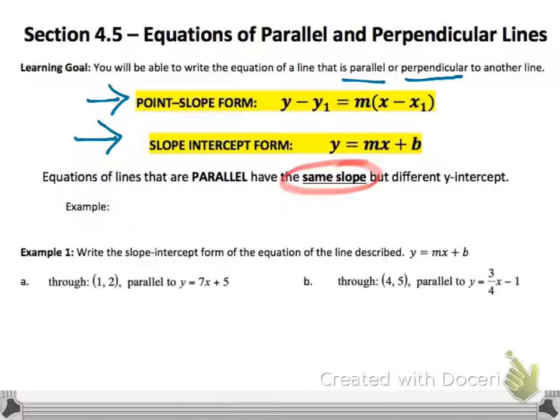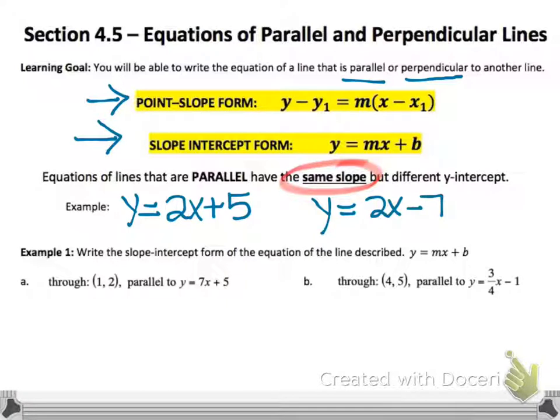So for instance, if I had an equation like y equals 2x plus 5, which was one from the homework assignment yesterday, and I had another one that was y equals 2x minus 7, those both have the same slope, but different y-intercepts, right? So these would run with the same slant, but one would cross way up at 5, and one would cross way down on the y-axis at -7. So those would be parallel lines.